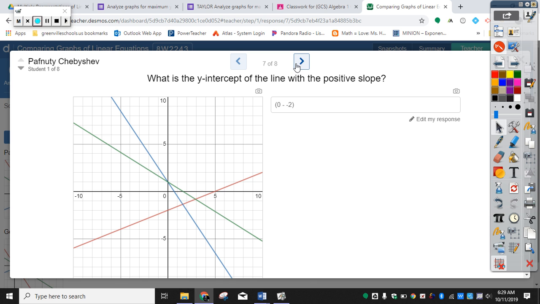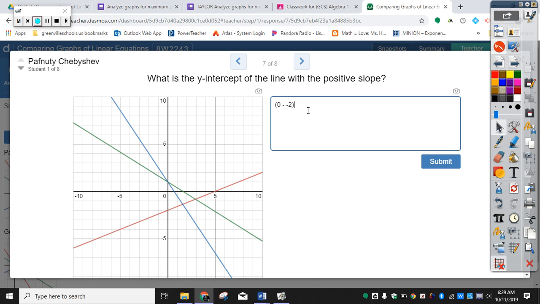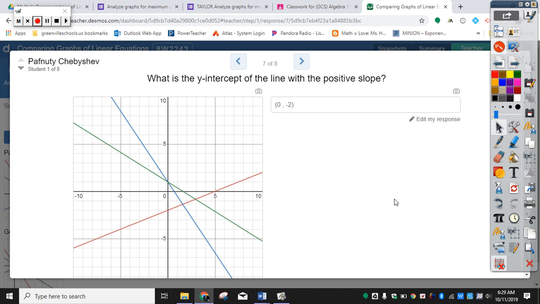What is the y-intercept of the line with the positive slope? So you have to be careful here. You have a couple of parts. Y-intercept, that's where it crosses the y-axis, our vertical axis, but they want to know the positive sloped line. So remember, we identified that as the red line, so that's this point right here, and we want to answer as a coordinate pair. So my x value should be 0 because it's a y-intercept, and it crosses at -2, so my y value is -2.